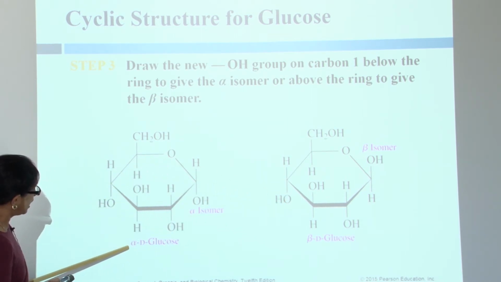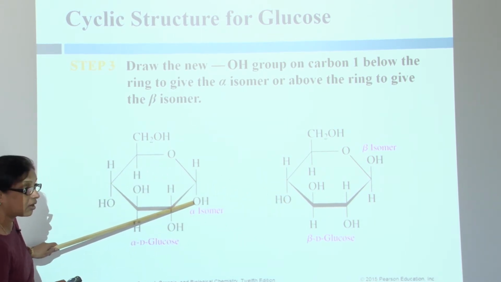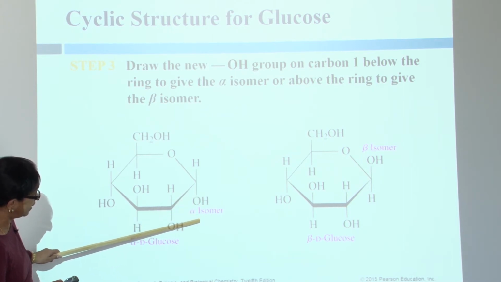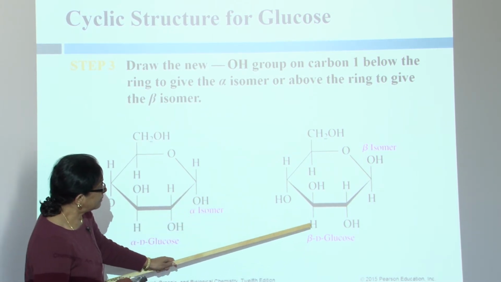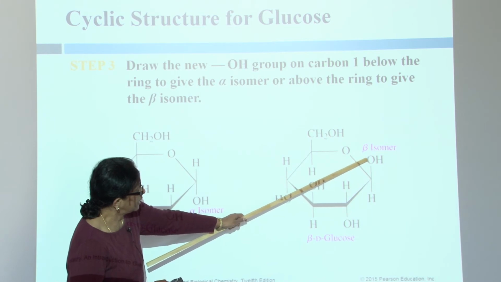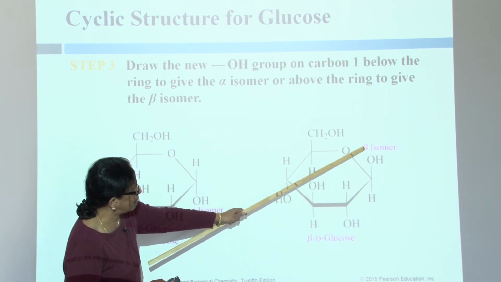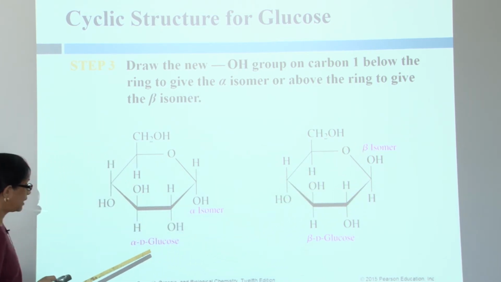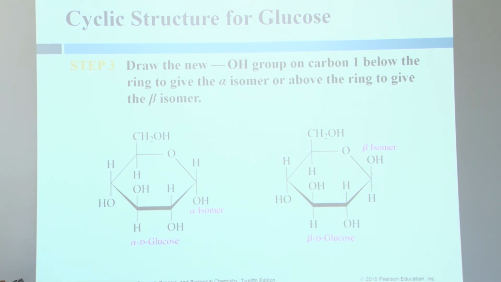The alpha is when the OH in carbon 1 is below the ring. Beta is when the OH in carbon 1 is above the ring. So alpha-D-glucose, beta-D-glucose, and these are the Haworth structures.